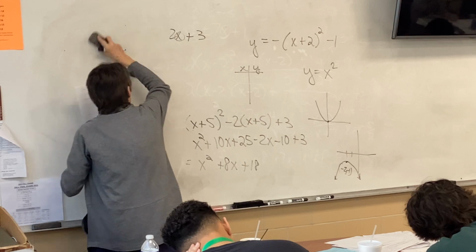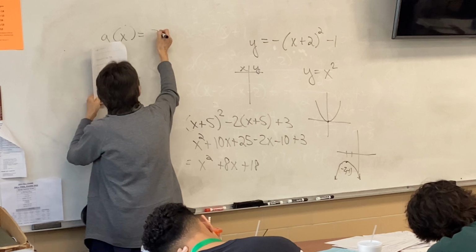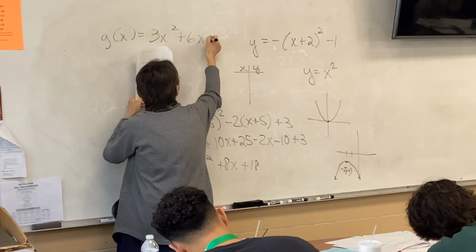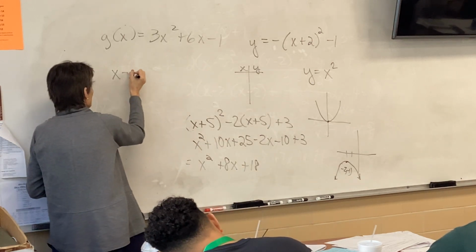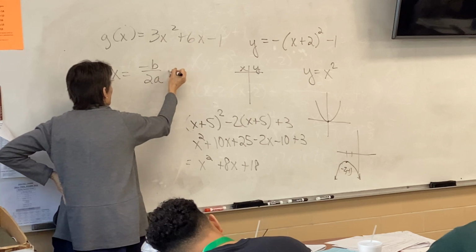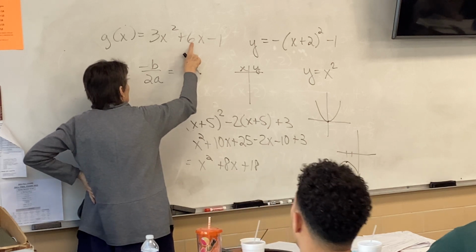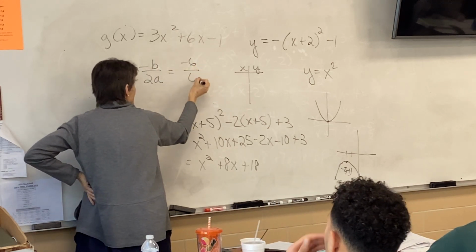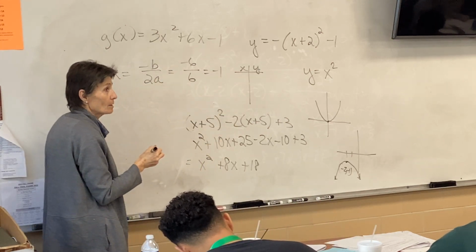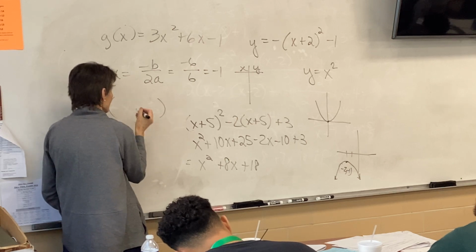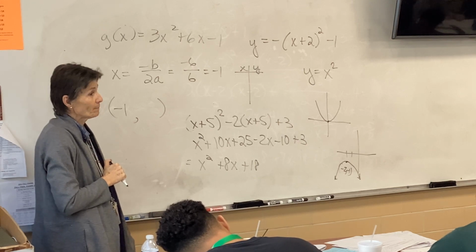All right, we did this yesterday. How do we find the vertex? We had another parabola. How do we find the vertex of this one? We did it yesterday. Negative b over 2a. So x equals negative b over 2a, which in this problem would be negative 6 over 6, which is negative 1. So wherever my vertex is, remember it's a point, I know the x coordinate is negative 1.